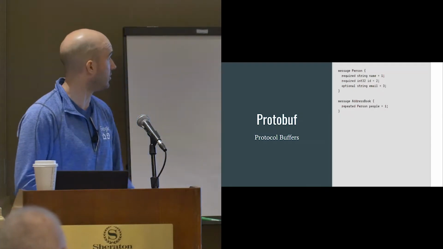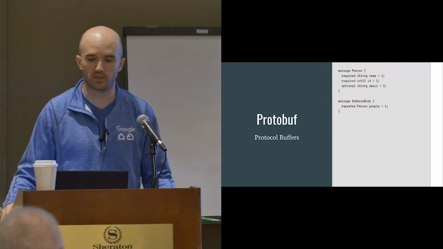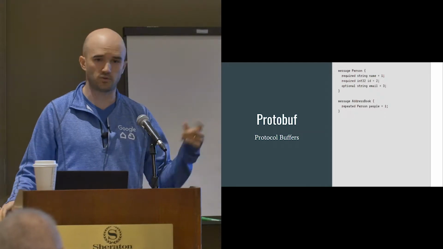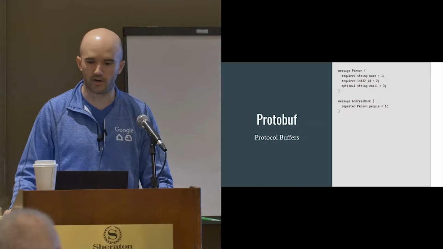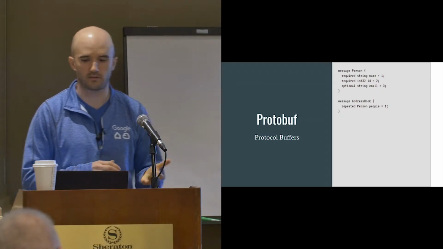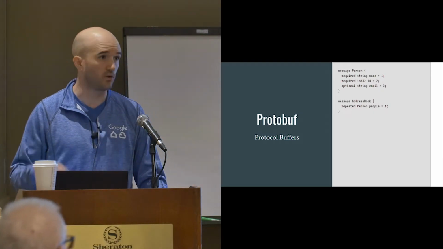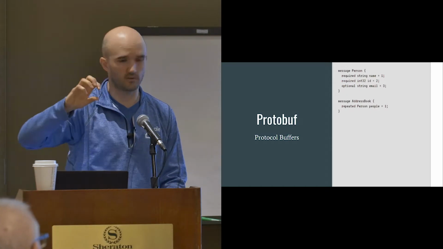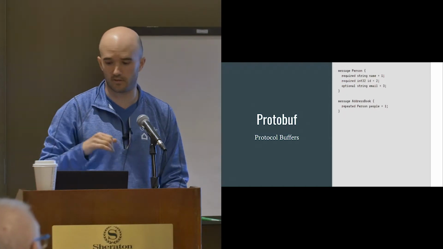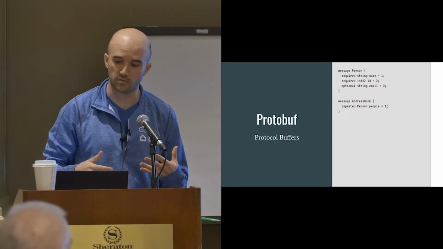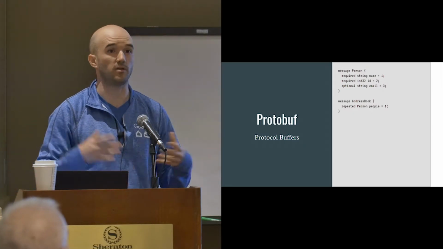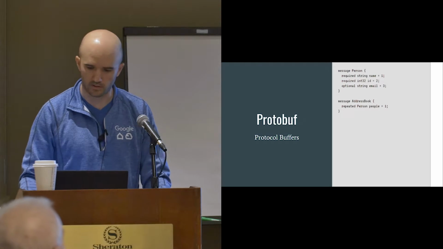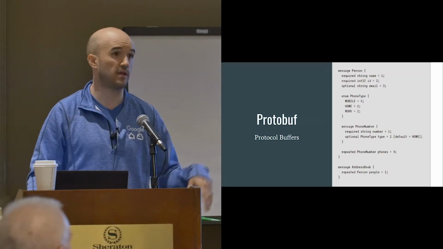So we define a new message type called person. There's a required string name, so that's a typed identifier there, an int32 int, a string email, and then you could put those types into other types. So we define a message type called address book, which has repeated persons inside of it. So you can see how you can build data structures using this. And it even has things like enums.